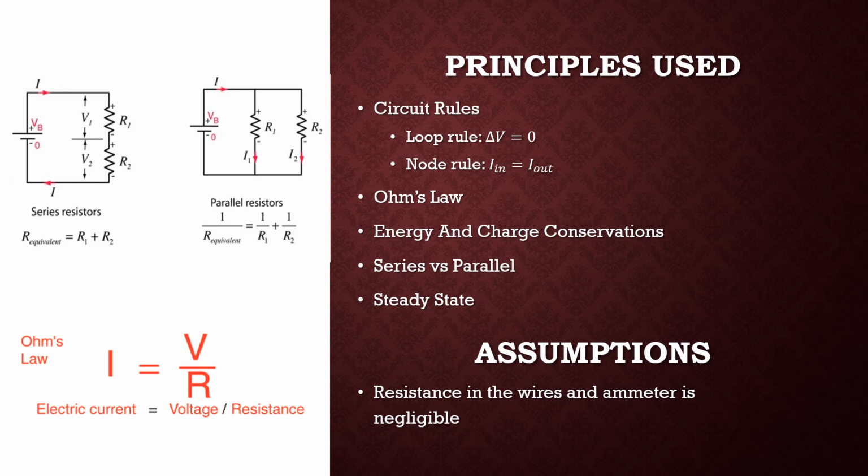Some of the principles and concepts we used were the circuit rules, more specifically the loop rule, which says delta V equals 0, and the node rule, which says current in equals current out. We also used Ohm's law, which is voltage equals current times resistance, energy and charge conservation, series versus parallel circuit setups, and steady state. An assumption we can make is that wires and ammeters in the simulation contain zero resistance.